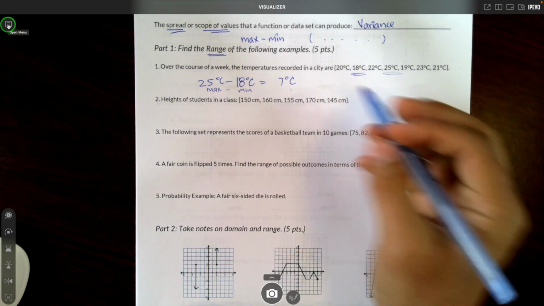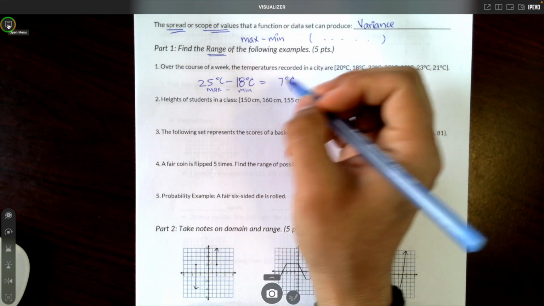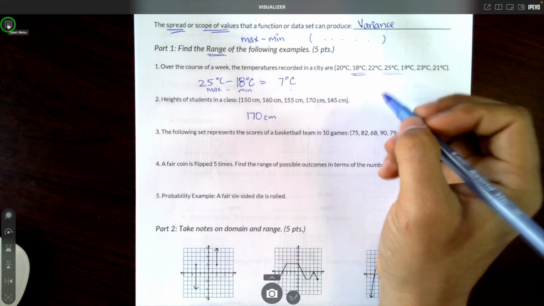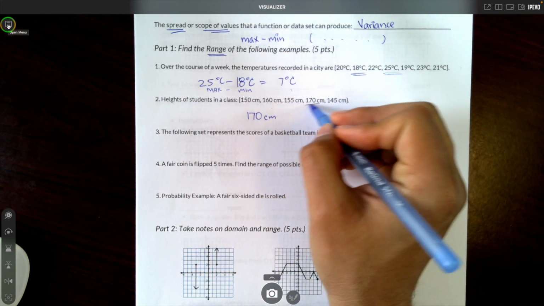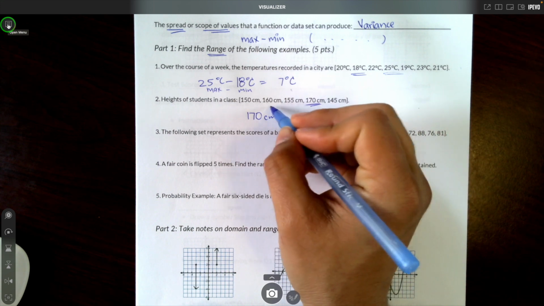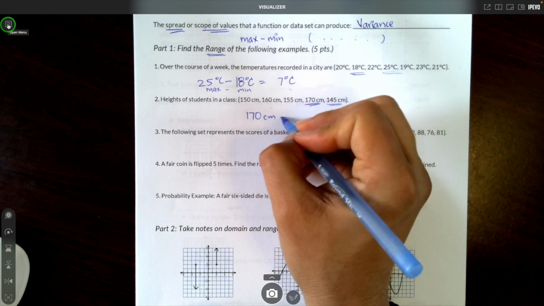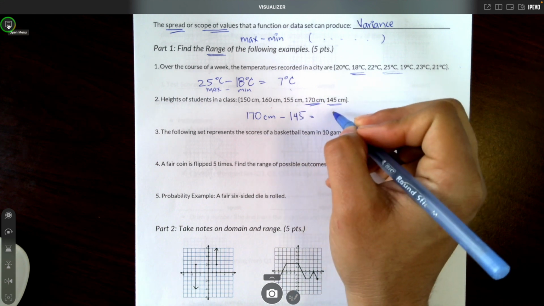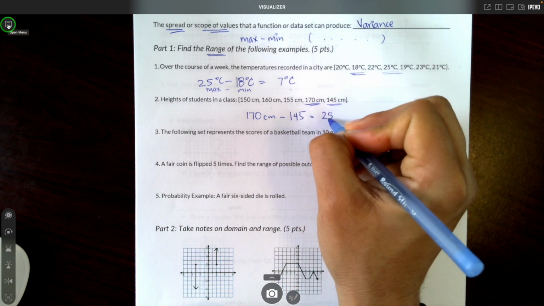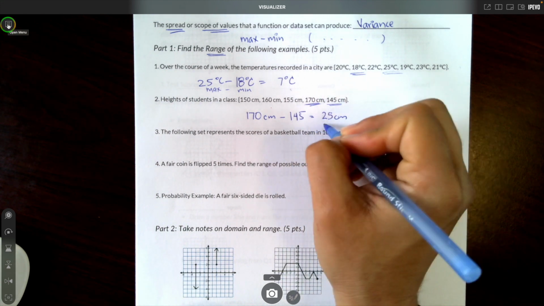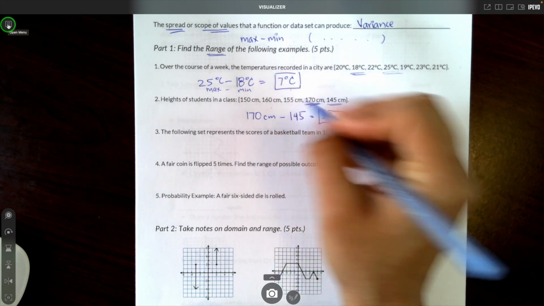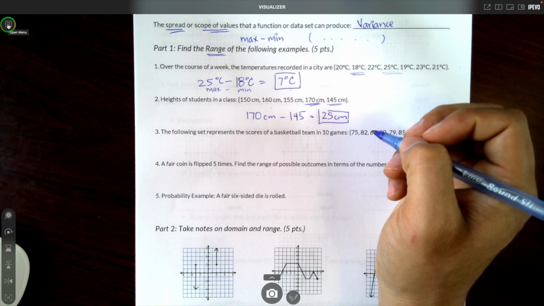It's super easy. The maximum value is 170 centimeters for heights of students. I think that's the tallest. And then the shortest would be 145, so we do minus 145. So the range in this example is 25 centimeters. I always like putting a box around answers. It makes it easy to identify the answers.